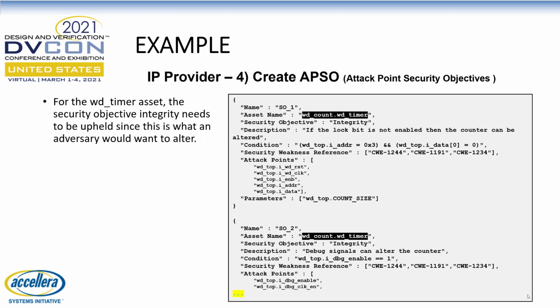It will ensure that the APSO for the data object WD timer are as follows. So we have one which would be, if the lock bit is not enabled, then the counter should not be altered. So this is a reference to a specific security weakness reference. We have the list here. Also, the debug signals may alter the counter. So that's another place where the integrity might be violated.